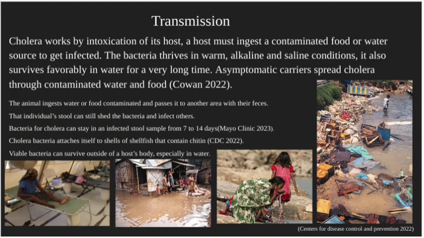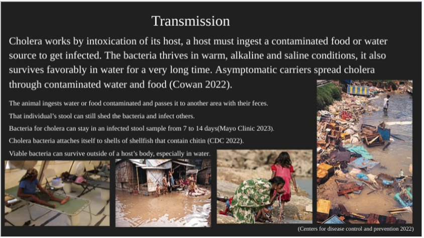Transmission. Cholera works by intoxication of its host. A host must ingest a contaminated food or water source to get infected. The bacteria thrives in warm, alkaline, and saline conditions. It also survives favorably in water for a very long time.